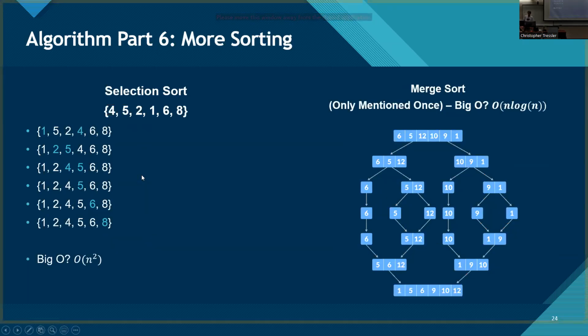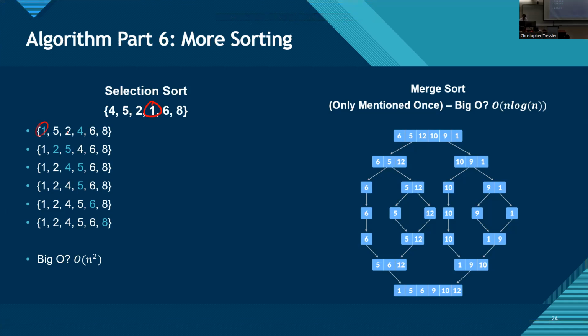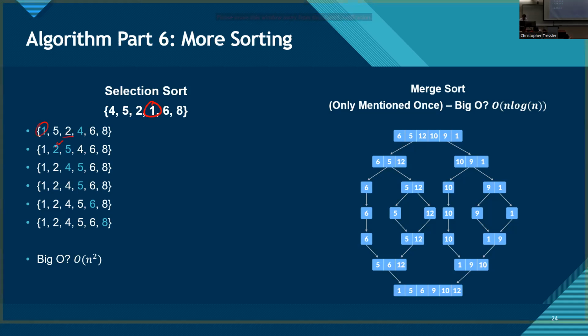So we have selection sort, right? What we're doing with selection sort is finding the smallest value, if you're sorting in ascending order, and bringing it to the front. If you're sorting in descending order, you're finding the greatest value and bringing it to the front. In this case, I was sorting in ascending. So we look at this array, we see that the smallest is 1, we bring 1 to the front. Then the next smallest is 2, and we bring 2 right here.